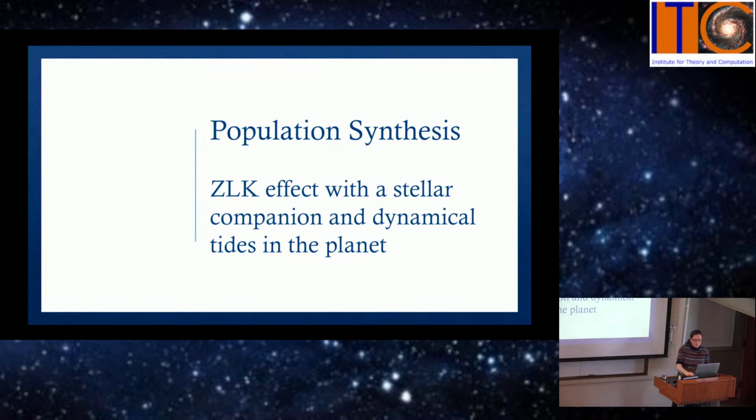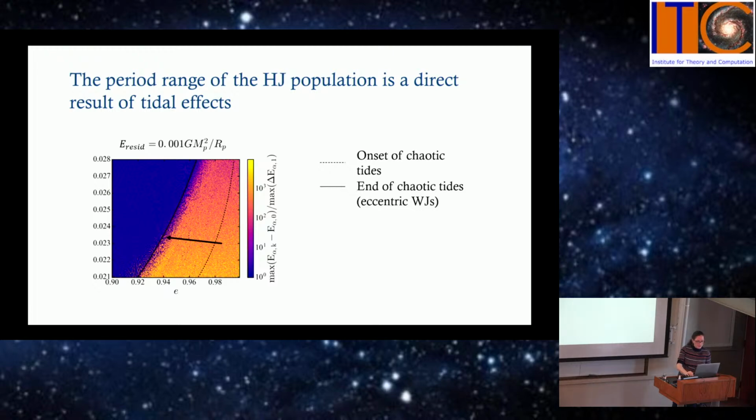One of the nice things about this von Zeipel-Lidov-Kozai effect is that we can sample a range of parameters for what we might expect for the planet, the mass of the planet, semi-major axis, and for the companion. If we assume it's isotropically distributed, the inclination of the companion, we can see what types of distributions we get out for the populations of hot Jupiters. Just before we do that, we'll make the point again that this period range of what you expect to see in the hot Jupiter population is set by the process of the chaotic dynamical tides.